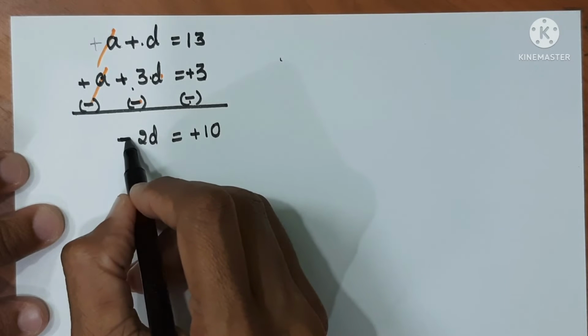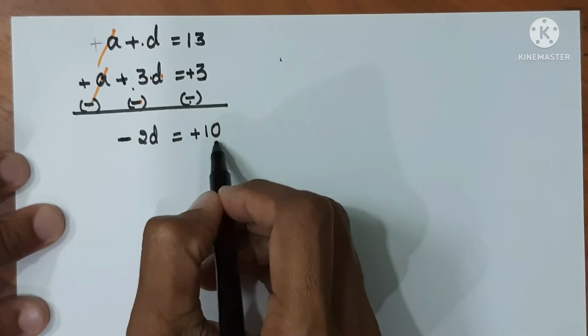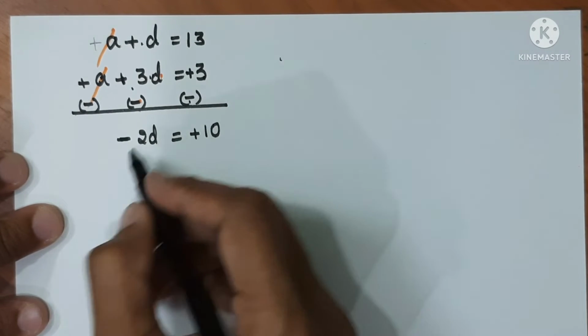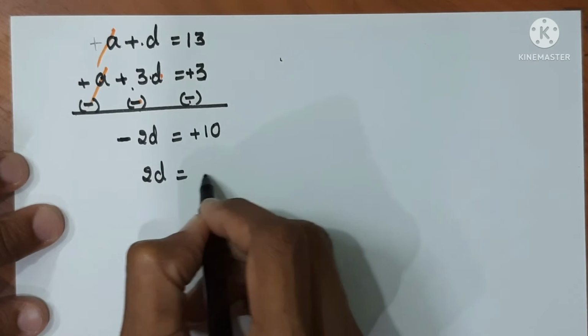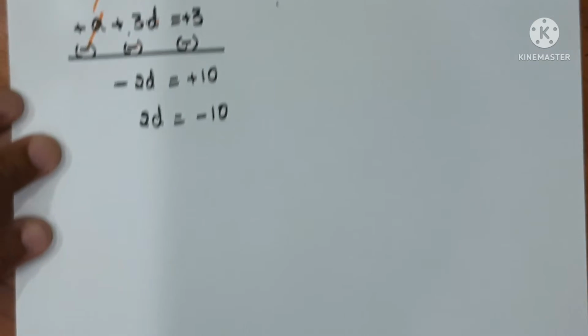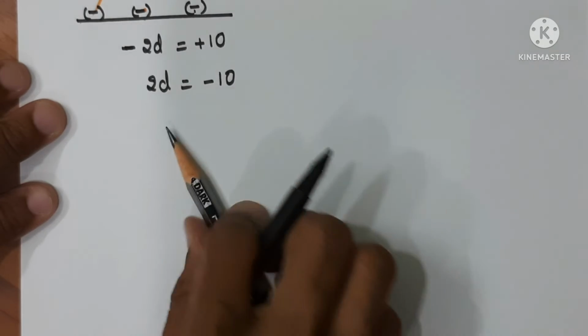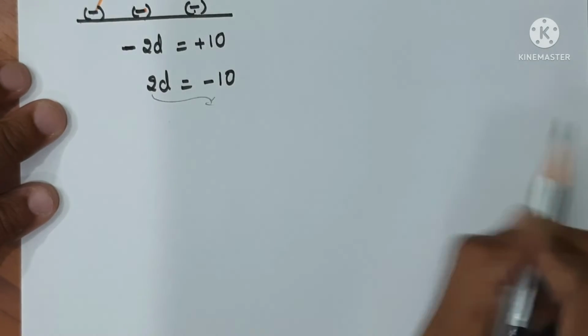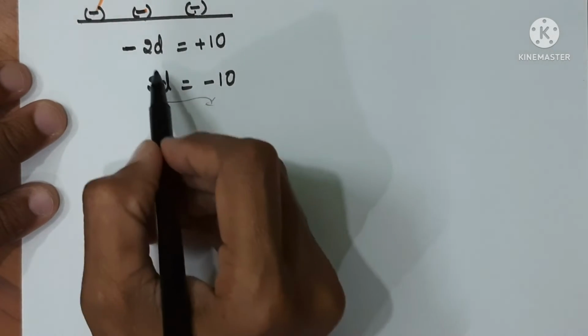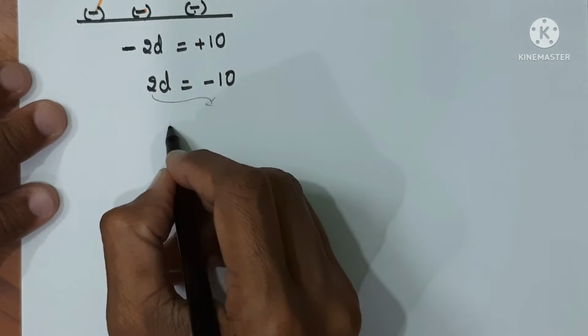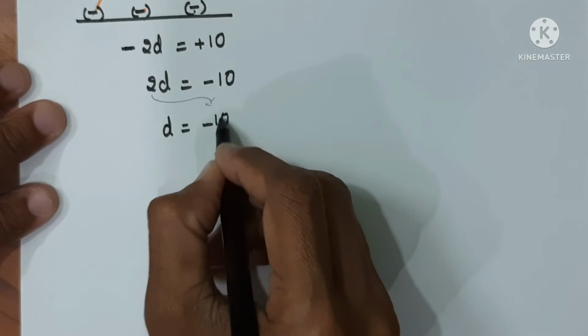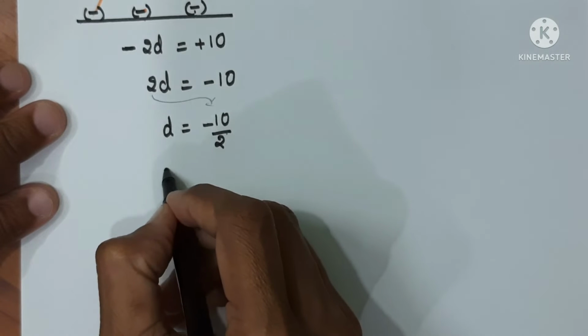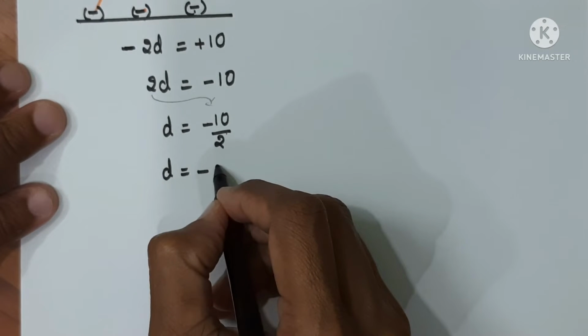Here d is having the negative sign. To remove the negative sign, we have to multiply by minus sign. So 2d will be equal to minus 10. Now take 2 to the RHS. If you take 2 to the RHS, it comes to the denominator because it is a monomial, a single term. So d will be equal to minus 10 by 2. 2 ones are 2, 2 fives are 10. So d value is minus 5.